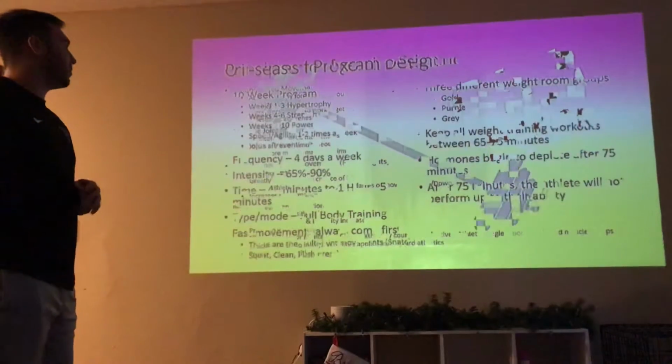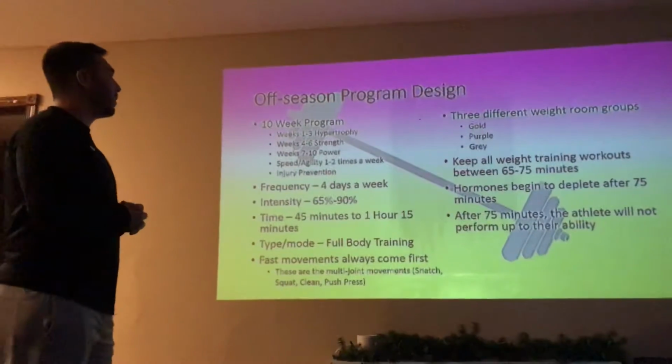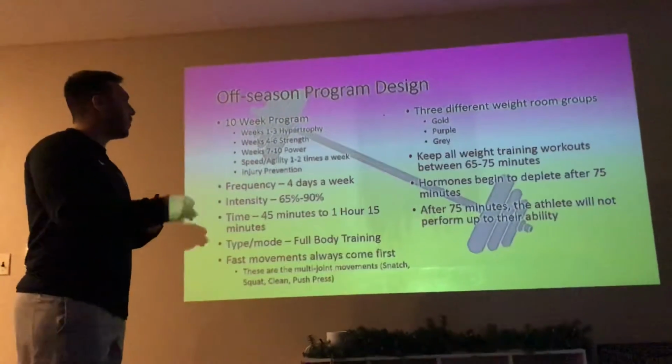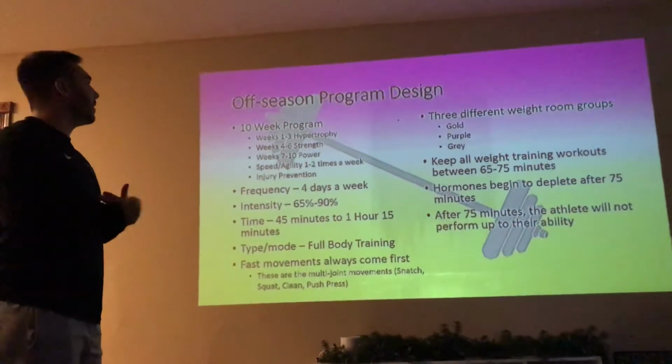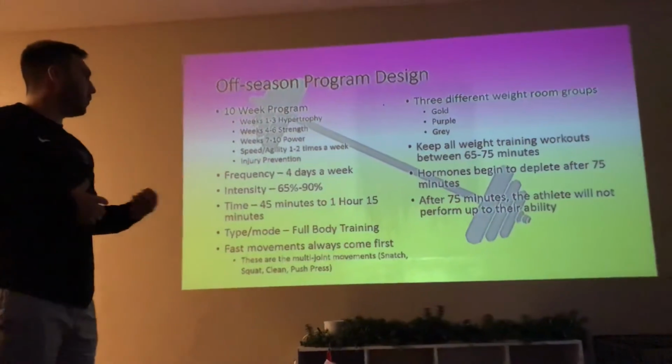And promote competition. Off-season program design, typically you want a 10-week program. Weeks 1 through 3 are hypertrophy training. Weeks 4 through 6 are strength. Weeks 7 through 10 are power. And you want speed and agility 1 to 2 times a week.